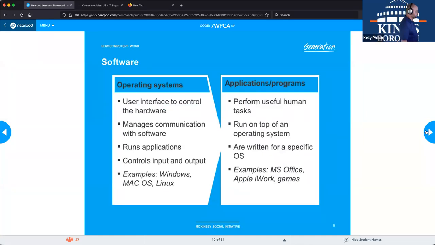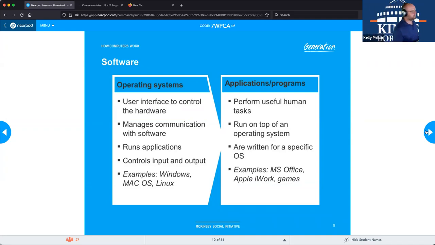All right, software. So we have two basic groupings under that we work with. You have your operating systems and your applications and programs. So the operating system is kind of the overall user interface to control the hardware. It manages most of the communication with the other software items you have on there, your applications and your programs, and it controls, for the most part, your inputs and outputs into that system. Examples of that, the big three: Windows, Mac OS, and Linux.